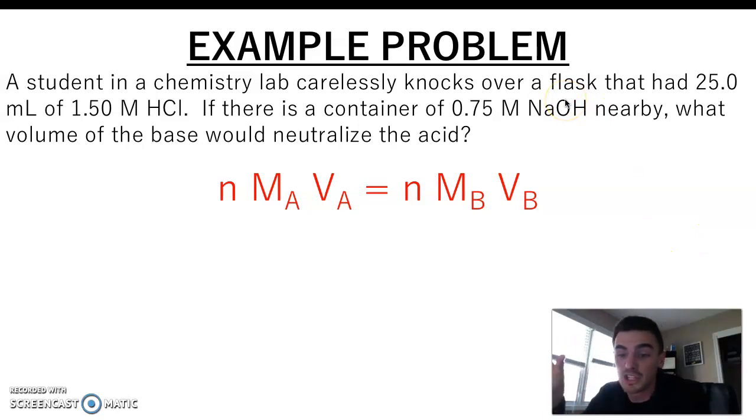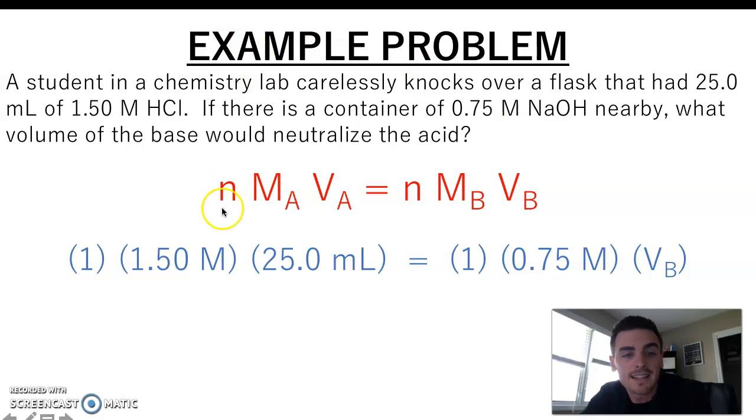Then we're literally just going to go plug in what we know. I can see that since it's hydrochloric acid, N is 1. Some of your practice problems will not have a 1 because they have 2 H's. The molarity of my acid is 1.50 molar. I spilled 25 milliliters of my acid. Since it's sodium hydroxide, my N value is 1. The base I have is 0.75, and I don't know my volume. That's what the question's asking me. So I'm going to leave this as VB.